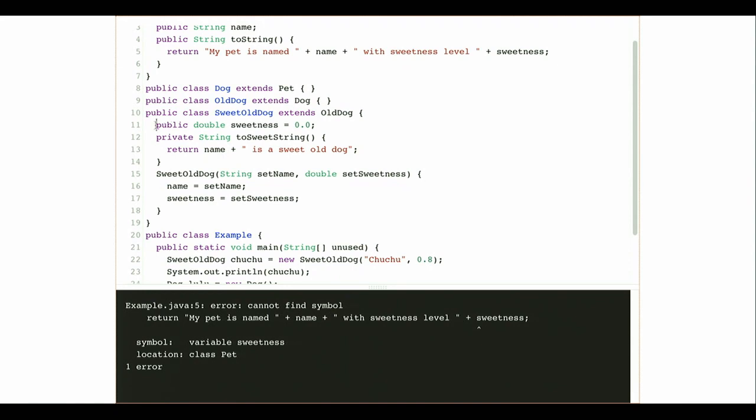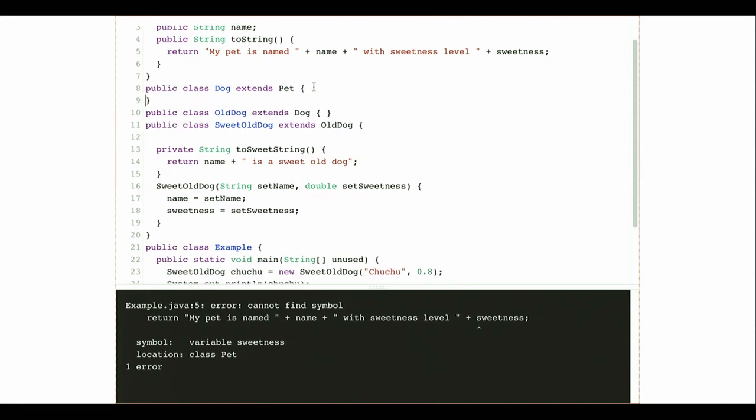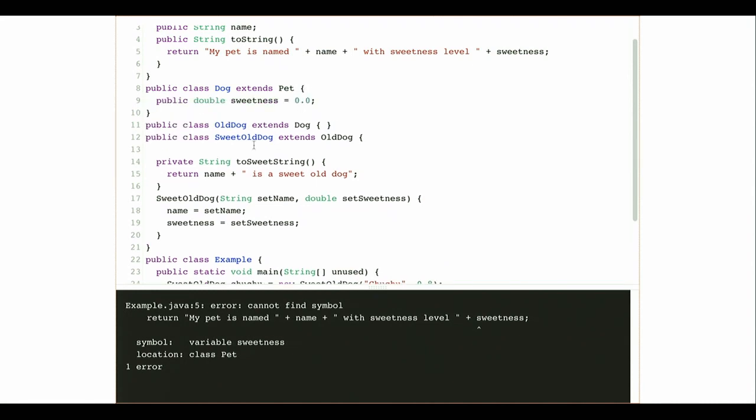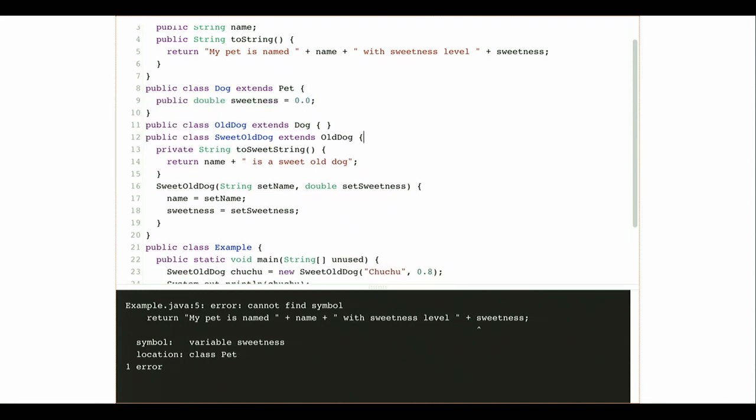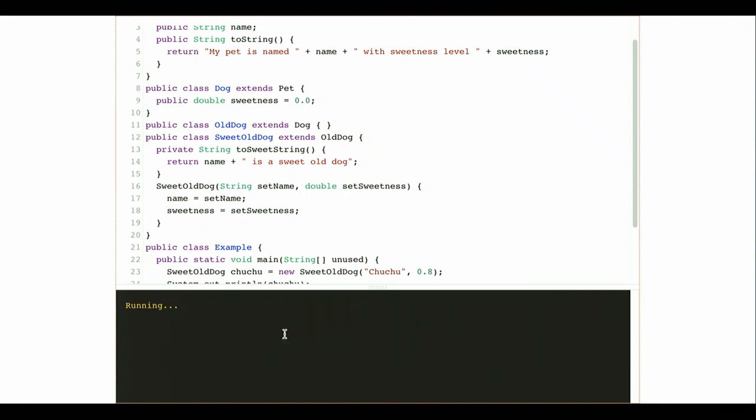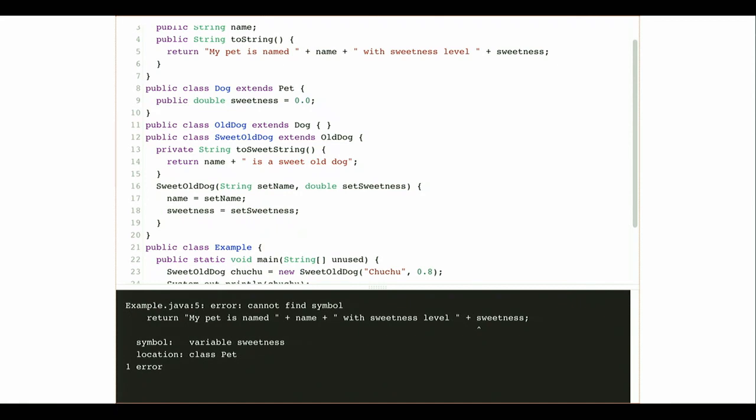So let's move the sweetness level into the dog class. Now, my sweet old dog constructor works the same way. Now it's just setting the sweetness level that's defined up there. I still have the same problem. All right. So there is a solution here that would work that's similar to what we just did. What would I have to do?